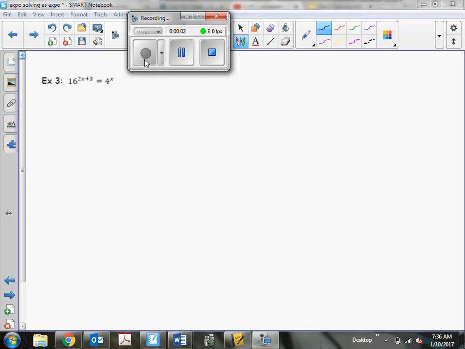So now let's take a look at example 3. Example 3 is more of what you're going to see from here on out because it is a little bit more complicated than example 1 and 2. Because if we look at example 3, I have 16 raised to the 2x plus 3 equals 4 raised to the x. See how both of them have exponents already?